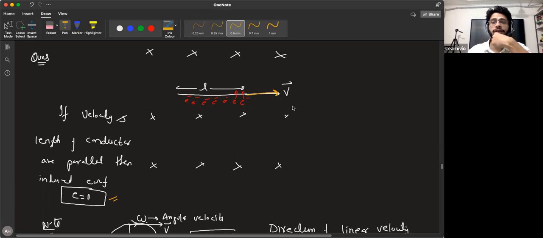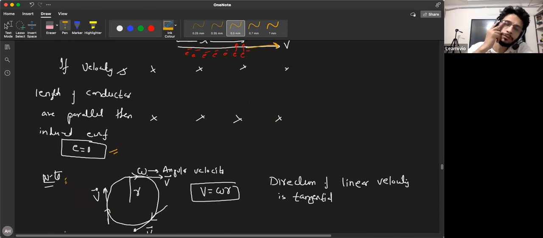Now, the third interesting case is what happens if this conductor starts rotating in the magnetic field. If it is moving perpendicularly, then you have induced EMF, which is minus BLV. The next interesting thing is, if this conductor starts rotating in the magnetic field, then what will happen? And that's one of the most important things. Tell me once you have written, I'll scroll it over. Done, sir.